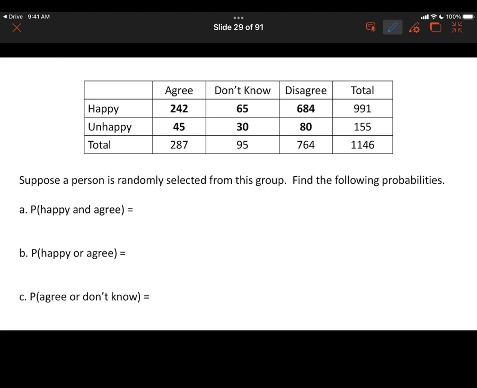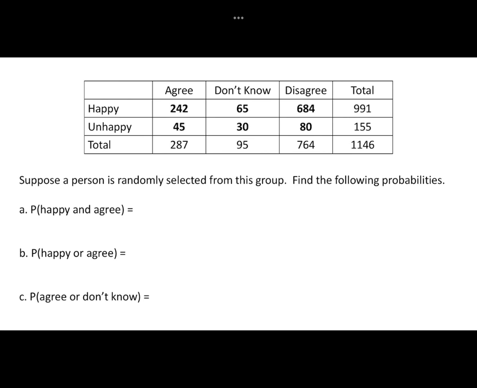Suppose a person is randomly selected from the group. What's the probability that we select someone who is happy and agrees? Well, if we look at the table, the people that responded that they were happy and agreed with the statement are in this box here that comes from the happy row and the agree column. So the number of happy and agree, let's start with that, is 242.